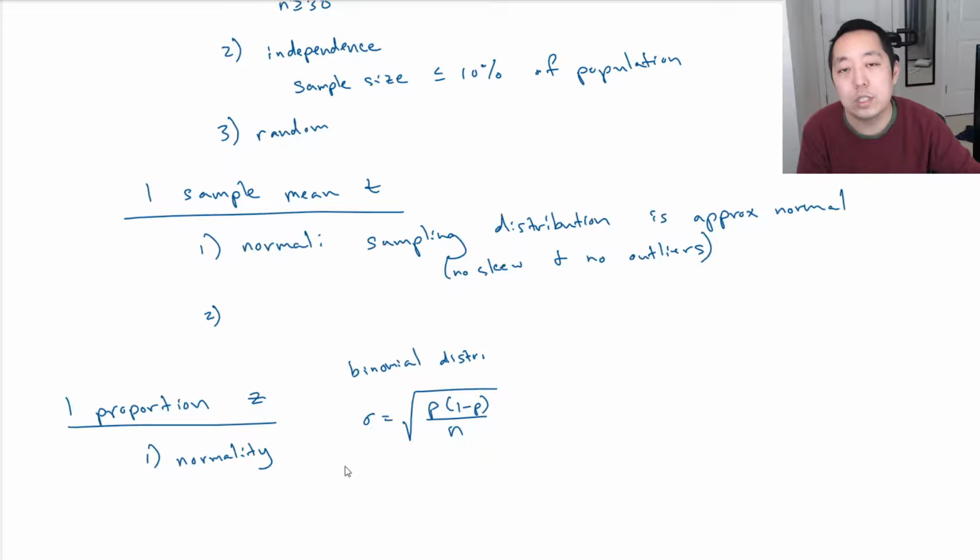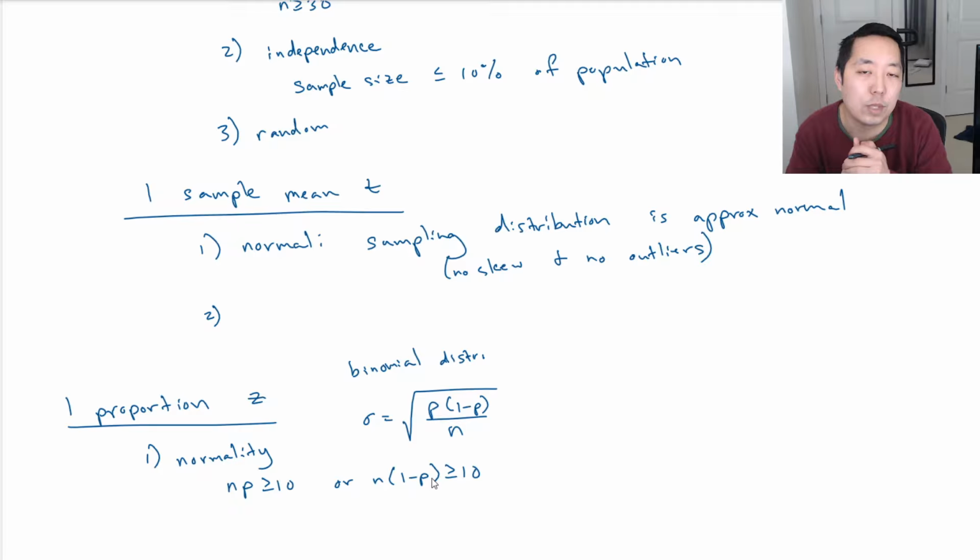Remember, this is a binomial distribution. In order to know that it's normally distributed, there's an assumption about the normal approximation to the binomial distribution. That only occurs when n times p is greater than or equal to 10, or n times 1 minus p is greater than or equal to 10. Some books use 15. I think for the AP exam, they pretty much say 10, but it's a little arbitrary.